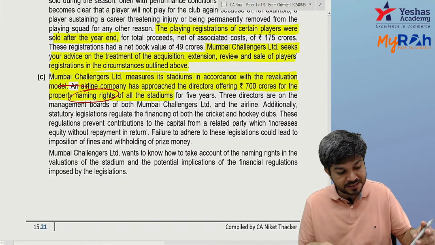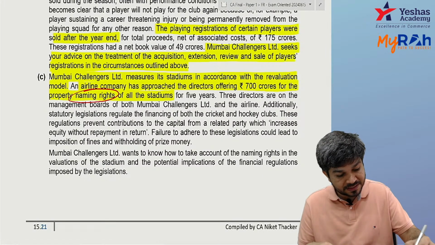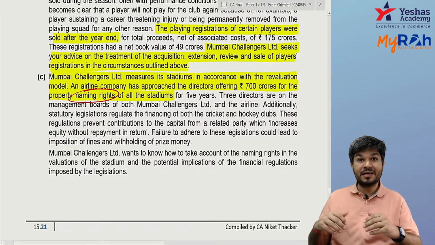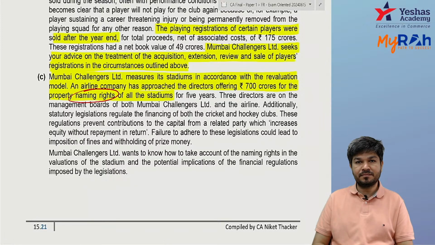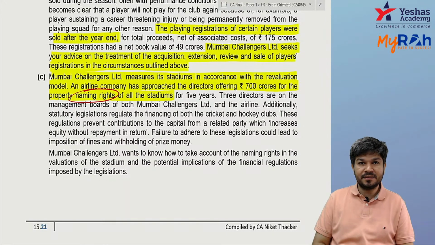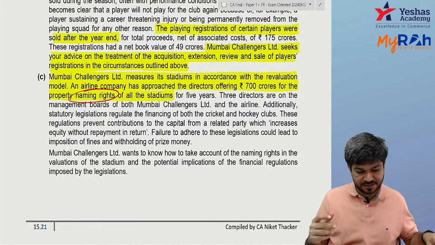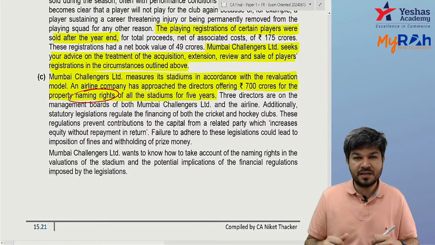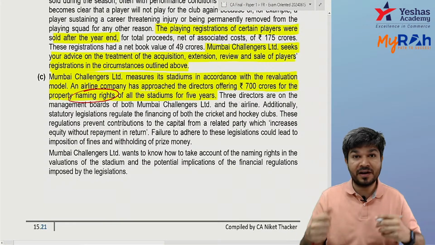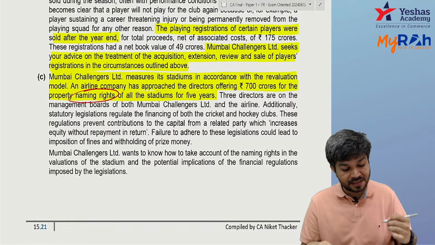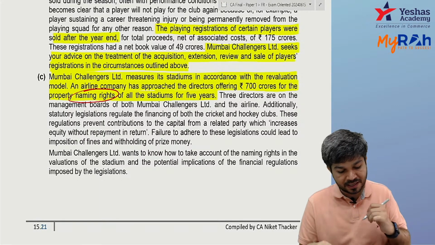Okay, you're not selling the stadium, but the stadium's naming right. You know, the Ahmedabad stadium is called Narendra Modi Cricket Stadium. In the same way, the Mumbai one is Wankhede Stadium. The naming right. So this airline company is saying, okay, you name it based on us, and we give 700 crore rupees for 5 years. 3 directors are on the management of Mumbai Challengers and the airline.